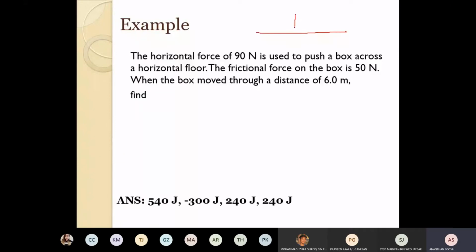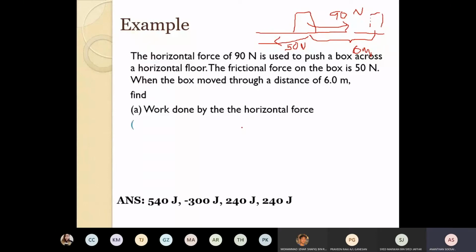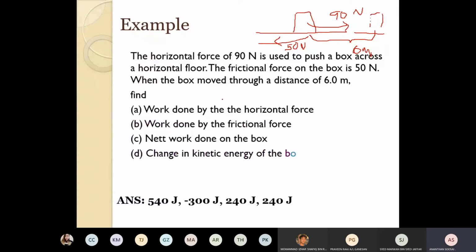So on the floor, there is a box pulled by 90 Newton of force. And there is a friction acting backwards, which is 50 Newton. But finally it was dragged for a distance of how much? 6 meters forward. So finally the box is here. So they're asking, what is the work done by the horizontal force?